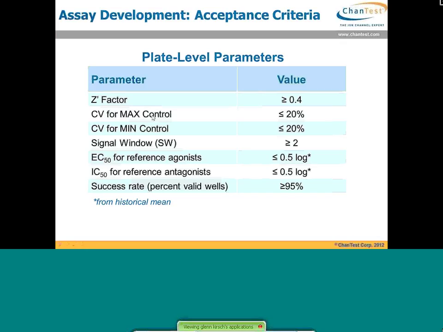We can look at the coefficient of variability for values less than 20% for the maximum control, the minimum control, CV less than 20%, looking for signal windows greater than 2, and some pharmacology that doesn't vary from our historic means. And we're looking, of course, for success rates in PPC mode greater than 95%.